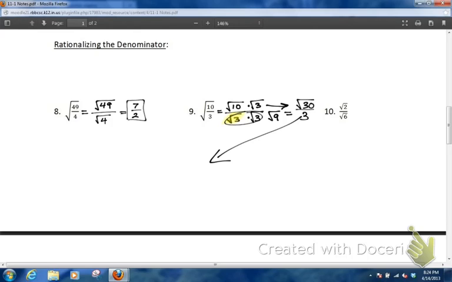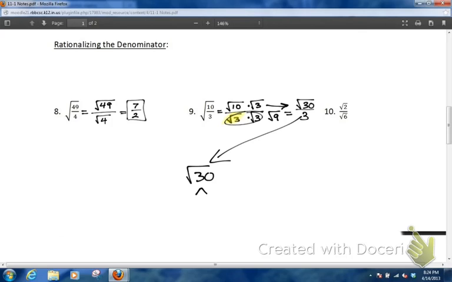I'm going to go over here, and I'm now going to reduce the square root of 30, and this would be from what we did earlier. I'm going to say square root of 30 breaks down into 3 times 10. 10 breaks down into 2 times 5. Oh, wait. Square root of 30 doesn't break down because there are no pairs, so I actually was done right here. Square root of 30 over 3 is finished.